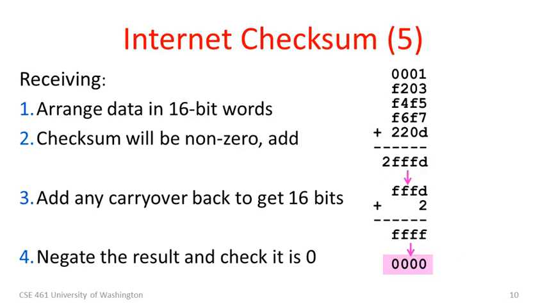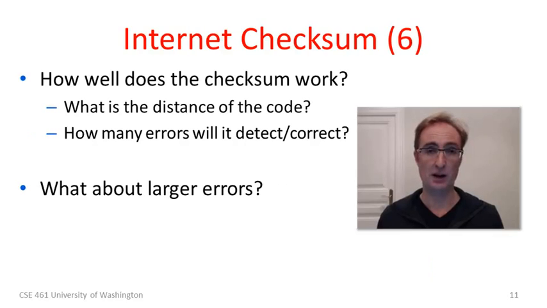And it's cleaned up here. You can see I've highlighted it as good. I already knew I got the right answer because it came out as zeros. So that's how checksums work. What we need to ask, though, is whether they're any good. How well does this checksum work at detecting errors?